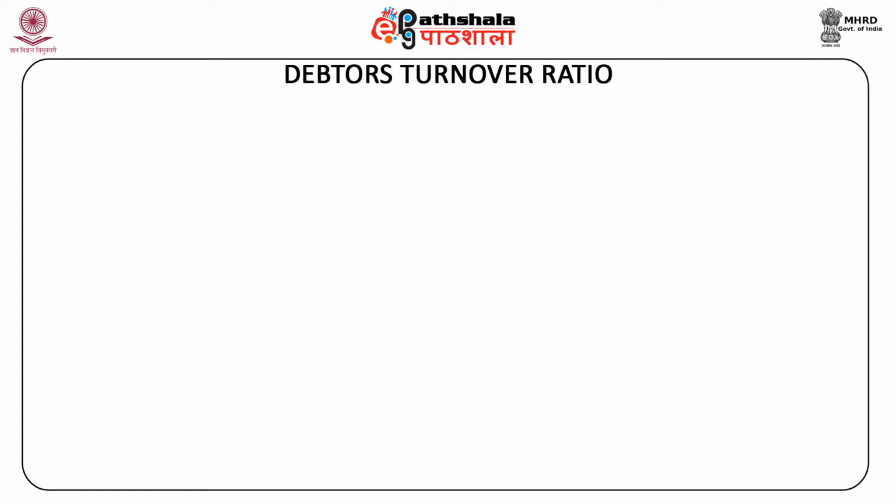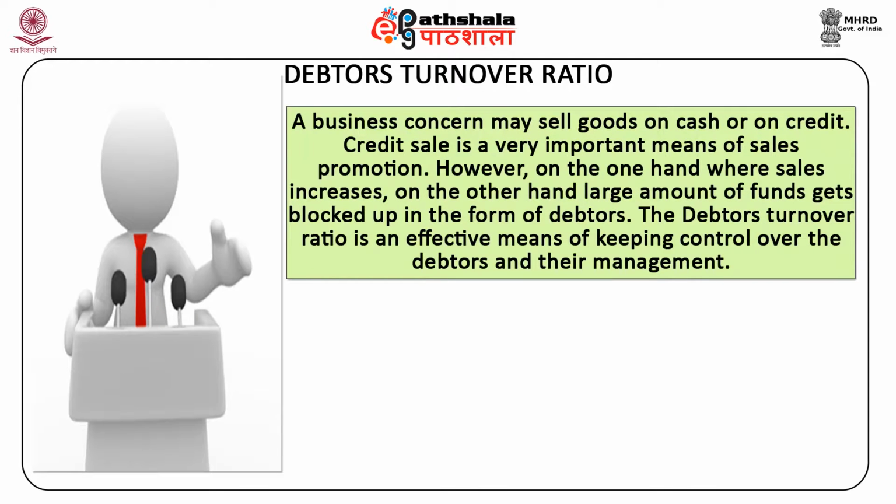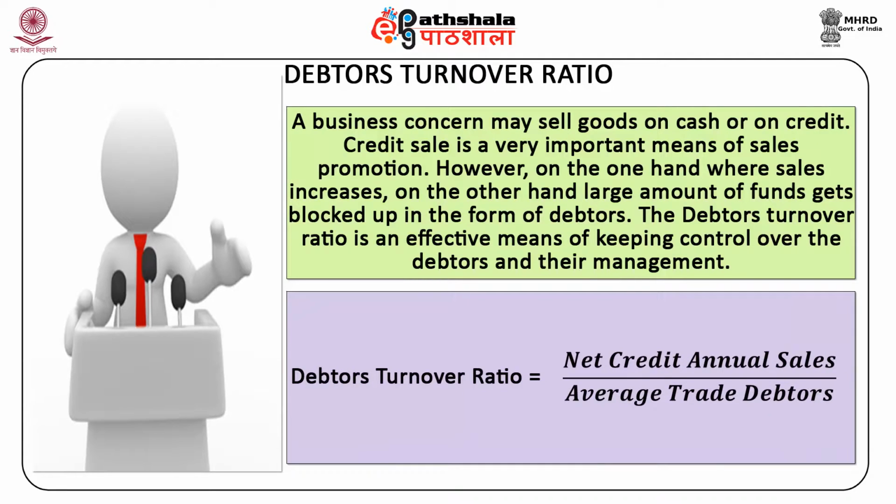Debtors turnover ratio. A business concern may sell goods on cash or on credit. Credit sale is a very important means of sales promotion. However, on the one hand, where sales increases, on the other hand, large amount of funds gets blocked up in the form of debtors. The debtors turnover ratio is an effective means of keeping control over the debtors and their management. It is given by the following formula. Debtors turnover ratio is equal to net credit annual sales divided by average trade debtors.